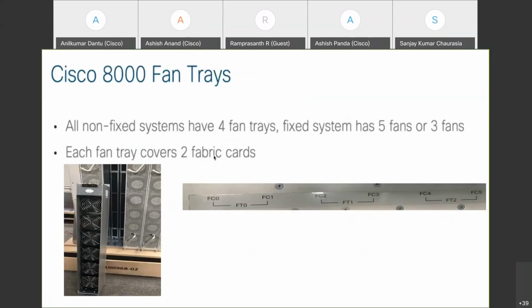Now coming to the fan trays, which are on the back side of the chassis. On the distributed system, you have 4 fan trays. They would be marked like this on the back side: FT0, FT1, 2, and 3. Behind each fan tray, you have 2 fabric cards. With 4 fan trays, there are a total of 8 fabric cards. You have to remove the fan tray to access your fabric cards.